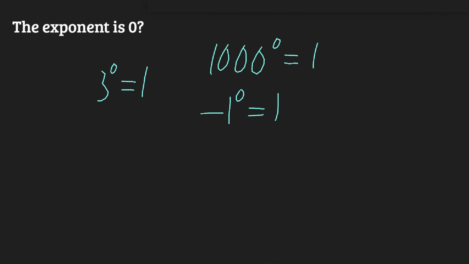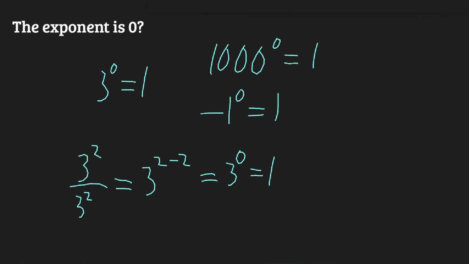Now, I'll show you why this is true. So let's say we have 3 squared divided by 3 squared. Let's use our division rule here, right? So this is equal to 3 to the 2 minus 2, which is 3 to the 0. So what I'm telling you is that 3 to the 0 is equal to 1. Now, let's think about this in a different way. 3 squared is 9, divided by 3 squared, which is 9. That's equal to 1. So you can see here, it's kind of visualized why anything to the power of 0 is 1. But it's really important to remember this. Anything to the power of 0 is equal to 1.